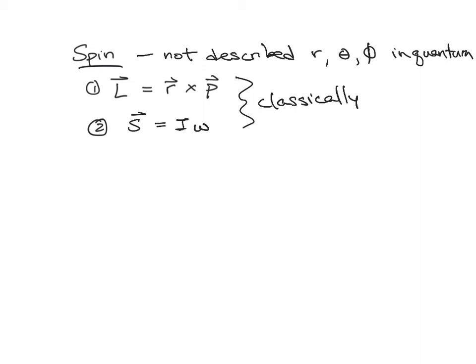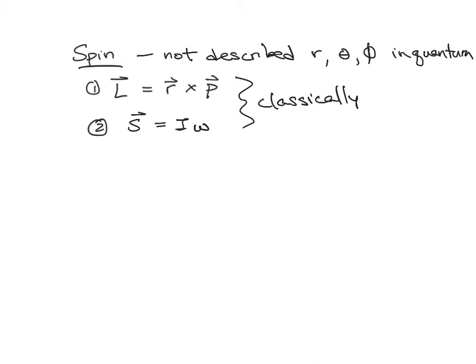Spin is what's called intrinsic angular momentum. Because our electron is just a point particle, this idea of motion about a center of mass when you're just a point doesn't make much sense. So extrinsic is our orbital, intrinsic is our spin.